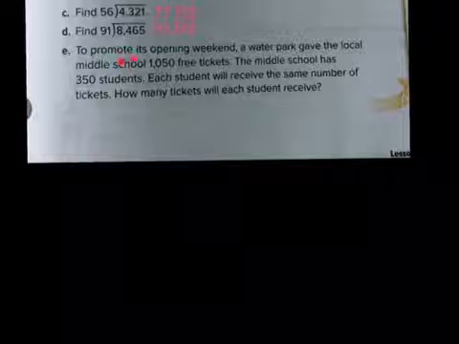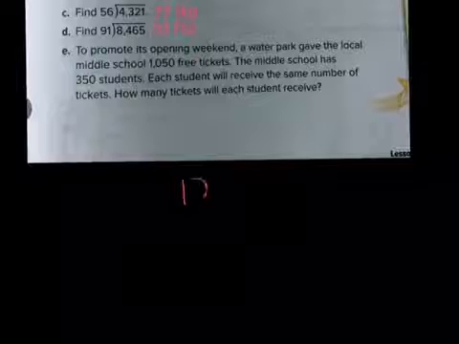Letter E. To promote its opening weekend, a water park gave the local middle school 1,050 free tickets. The middle school has 350 students. Each student will receive the same number of tickets. How many tickets will each student receive? Now let's see. If I were to multiply this by 2, I get 700. And it's not close, so each student is going to get at least 2. What if I multiply it by 3? If I multiply it by 3, I'm going to get 3 times 300 is 900. And 3 times 50 is 150. So 900 plus 150 is going to be 1,050. There we go. That's my estimate.